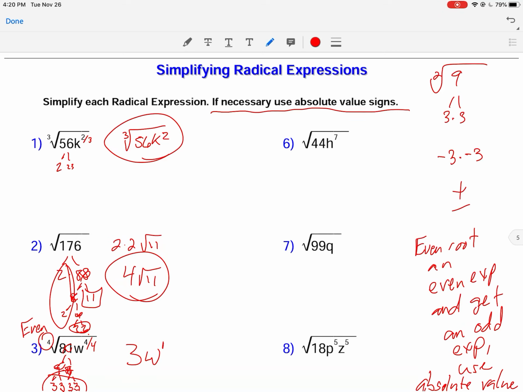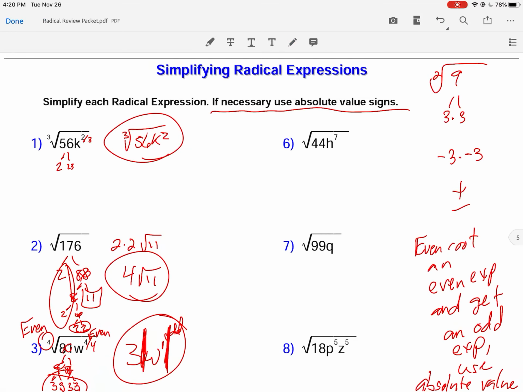Now this is an even root that results in an odd exponent. So I have to put the absolute values around the W part. Not the 3, just the W. 3 is a positive 3. If it was negative, I'd have a minus on it. But W, we don't know. So we want to make sure it stays positive and get the primary answer.